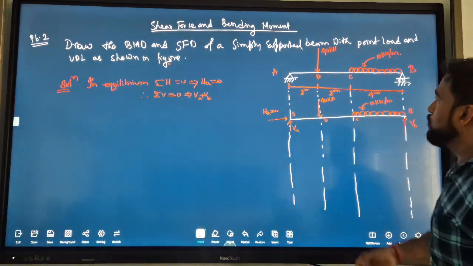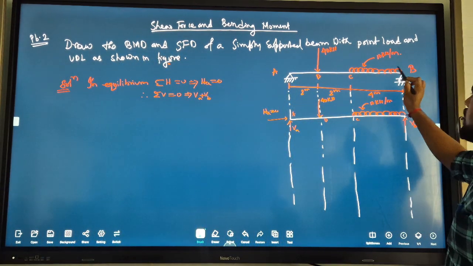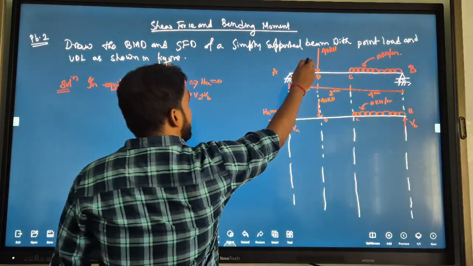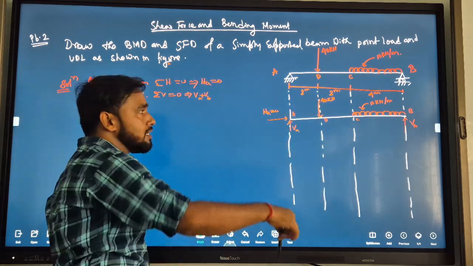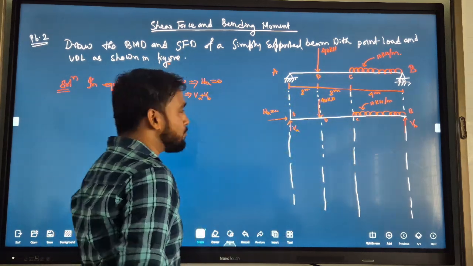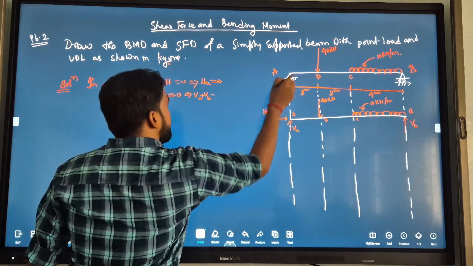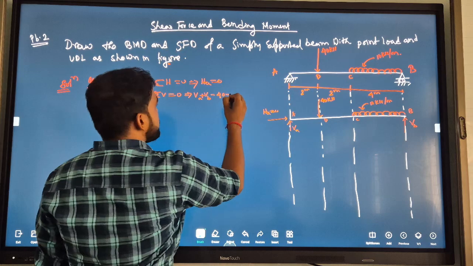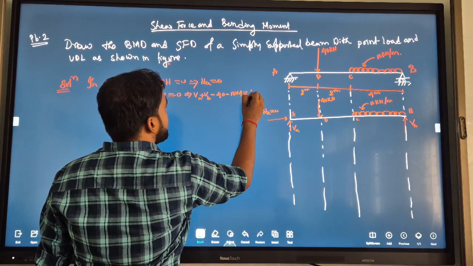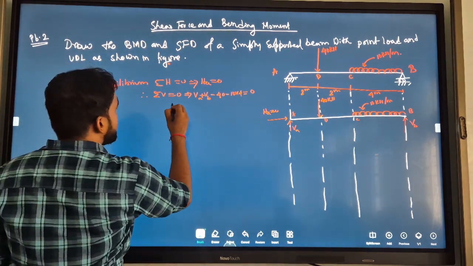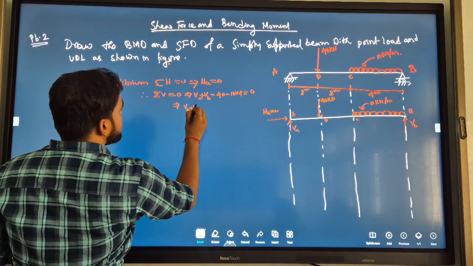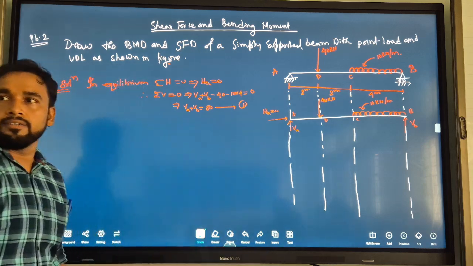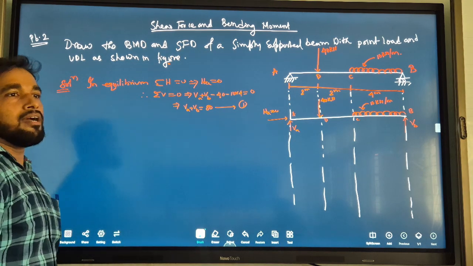There are vertical force 40 kN and UDL, total UDL 10 into 4. These two vertical external forces act vertically downwards and support reactions act vertically upwards. So VA plus VB minus point load 40 minus UDL 10 into 4 is equal to 0. So from this you can write VA plus VB equal to 80, equation number 1.